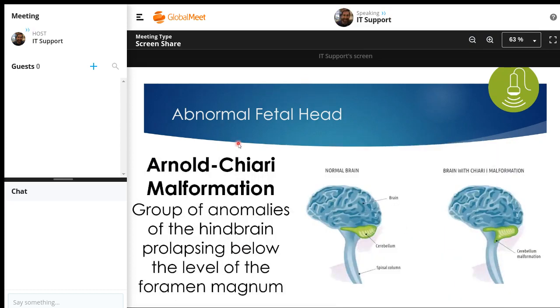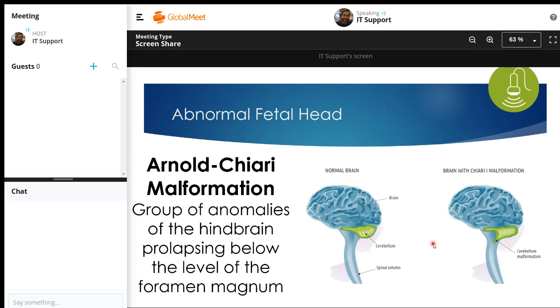All right, so Arnold-Chiari malformation. So this is a group of anomalies of the hindbrain that prolapse below the level of the foramen magnum. So the hindbrain containing the cerebellum and all the other structures goes below the foramen magnum, so almost protrudes into the spinal column itself. This is almost always associated with spina bifida.